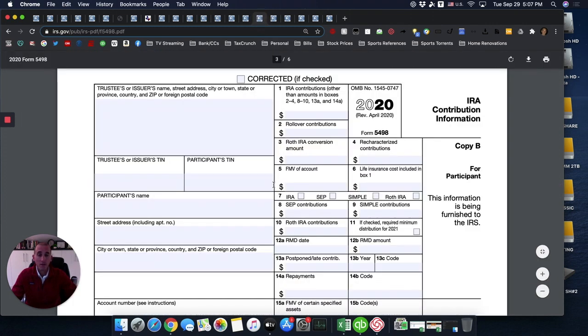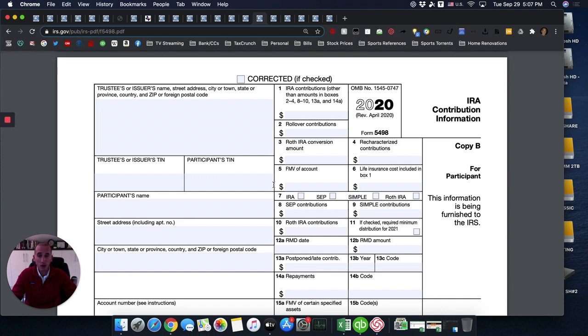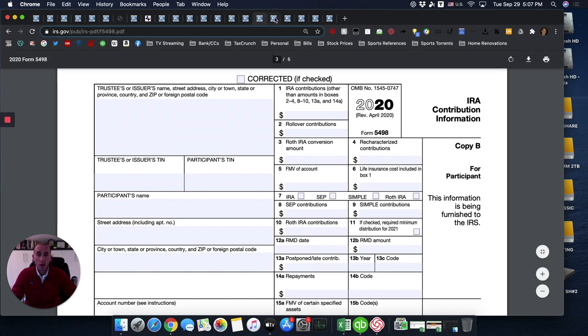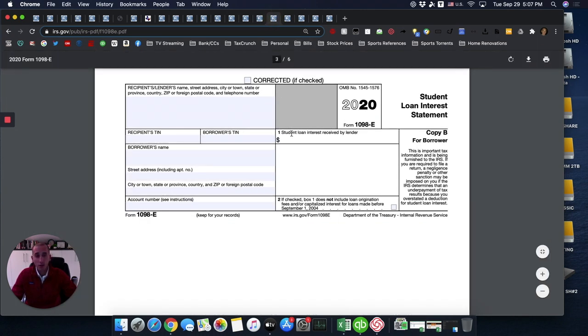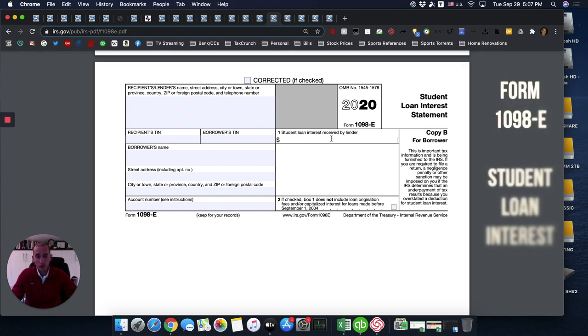Next form, if you contributed to an IRA, whether it was a Roth or a traditional IRA, you're going to receive the form 5498. So that's a good reminder for how much you put into the retirement account for the year. If you have student loan interest, you're going to get this form, the 1098-E form, and that will show you how much interest was received by your lender during the year.